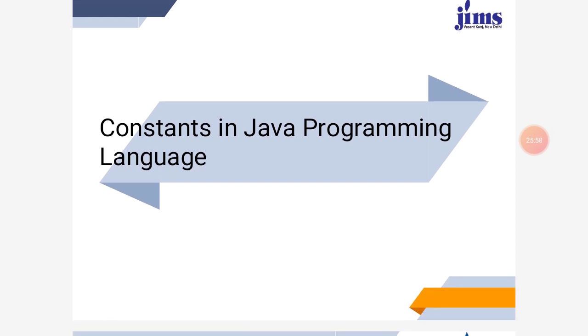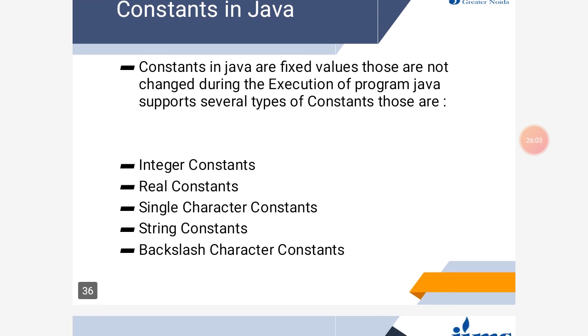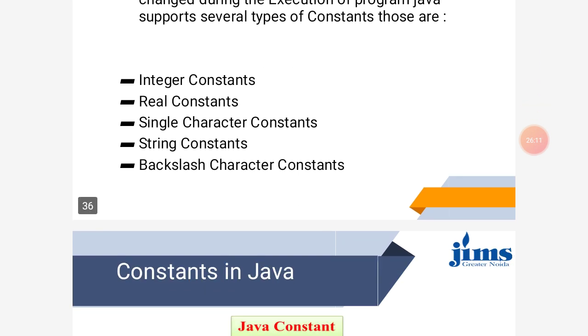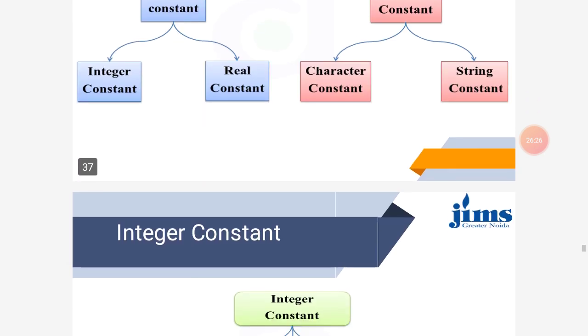Similarly, there are constants in the Java programming language. There are different types: integer constants, real constants, single character constants, string constants, and backslash character constants. And if we categorize Java constants, there are two categories: numerical and character. Then again classifications: integer, real, character, and string.